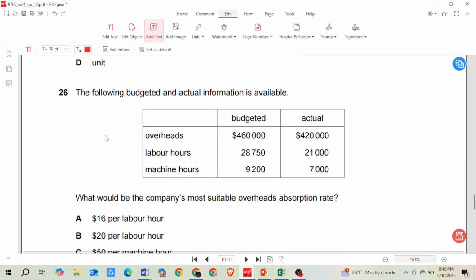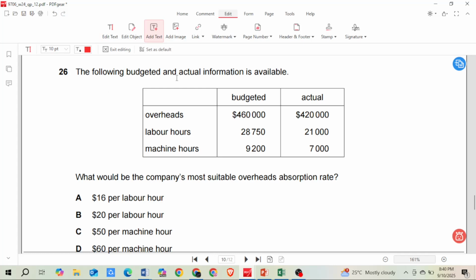Okay, now 26. The following budgeted and actual information is available. Overhead, budgeted overhead, and then actual overhead. Labor hour, budgeted hour, actual hour, and the machine hour, budgeted hour, actual hour. What would be the company's most suitable overhead absorption rate? So we need to calculate OAR, overhead absorption rate.